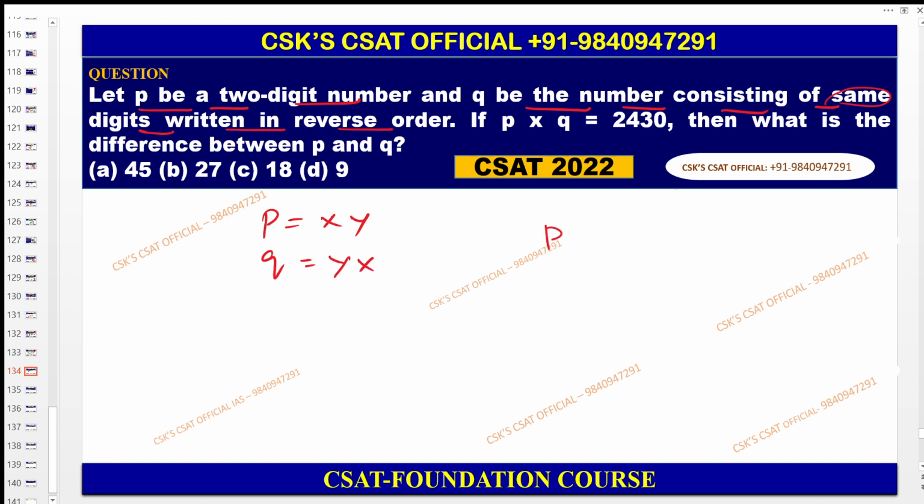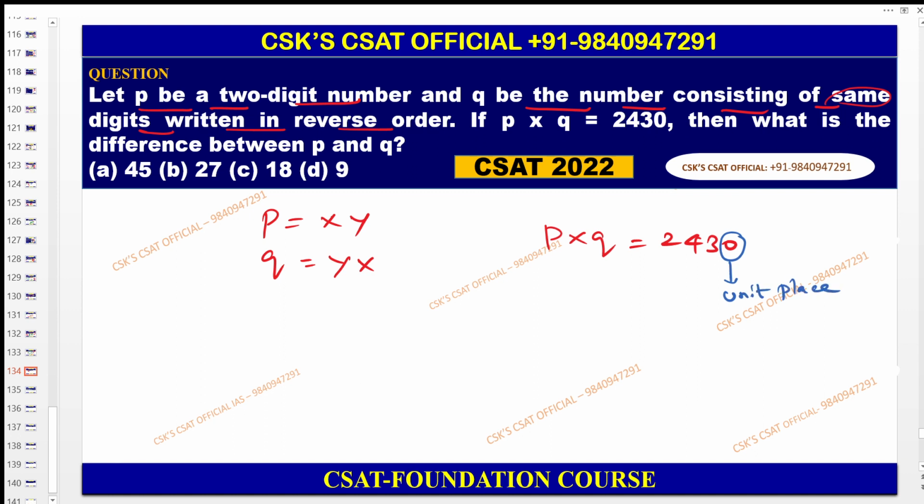Now here is the constraint: P into Q is equal to 2430. Then what is the difference between P and Q? The first thing here is you need to note that there is 0 in the unit place.